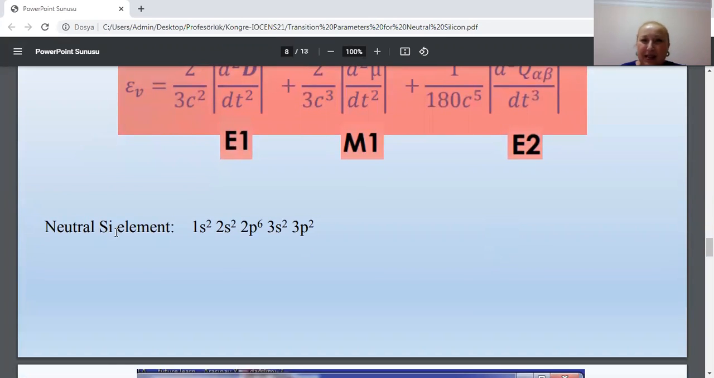For the neutral silicon element, we know the atomic number is 14, so for the neutral element, it has the same electron number as the proton number.